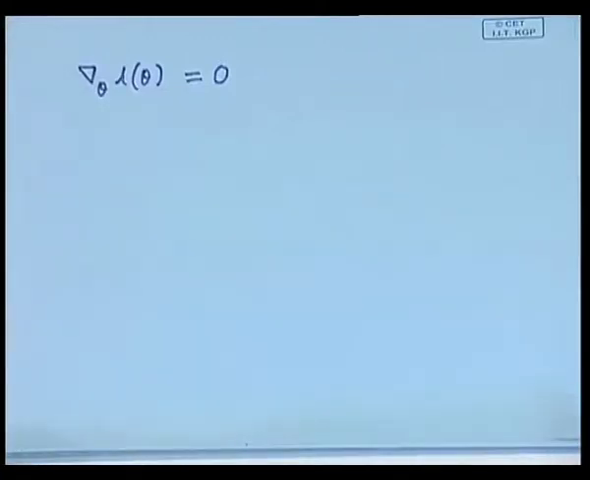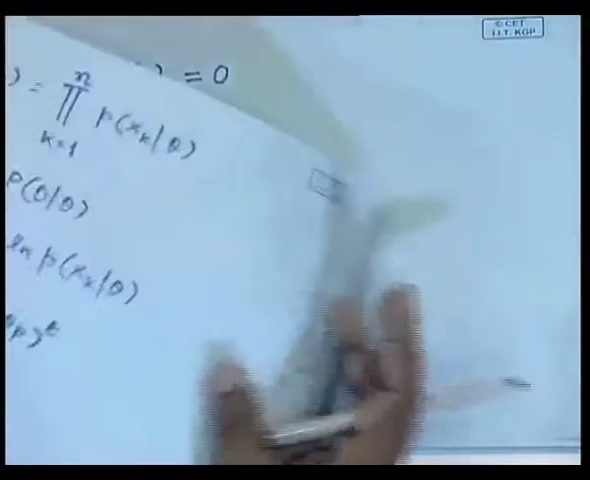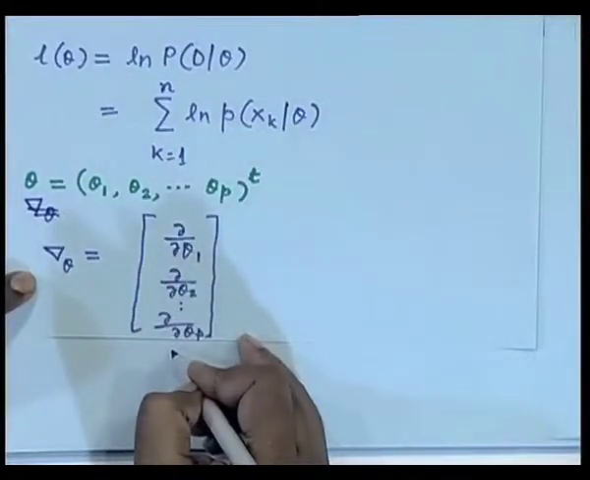So, when I equate the gradient equal to 0, I get a number of simultaneous equations. I have to solve that set of simultaneous equations, because this gradient has p components. Equating this gradient to 0 means I will get p simultaneous equations, and when I solve them, I get the components of the parameter vector theta. Okay. So, that is simply what we have done in our school level mathematics.